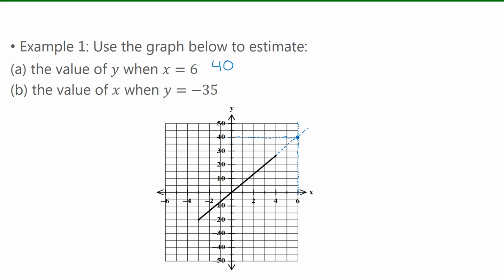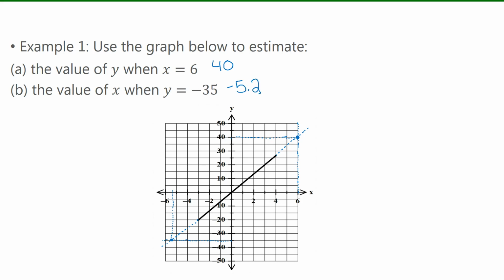Now for b, I have to find the value of x when y is negative 35. So again, I'll find negative 35 down on the y-axis, draw my horizontal line over and see that it doesn't touch the line. So I'm going to now have to extend my graph so I can extrapolate what the value would be. And this seems to be, if I go straight up here, again, using a ruler is what you should be doing here, seems to be about negative 5.2, say.